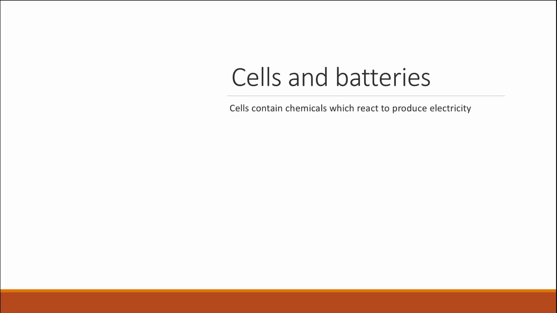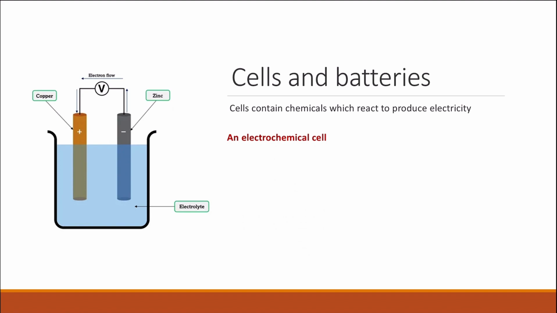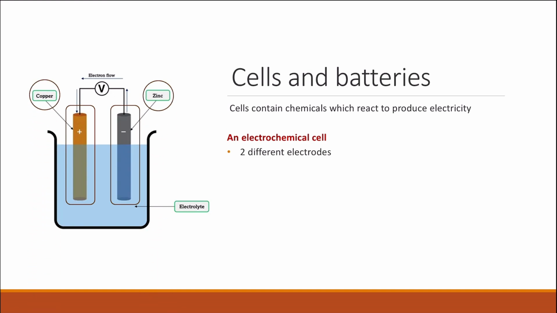Cells contain chemicals that will react together to produce electricity. An electrochemical cell, like the one we can see here on the left, is a system made up of two different electrodes, and these electrodes must be made out of metals, like copper and zinc, because they need to conduct electricity. They must be immersed in an electrolyte, or in contact with an electrolyte.